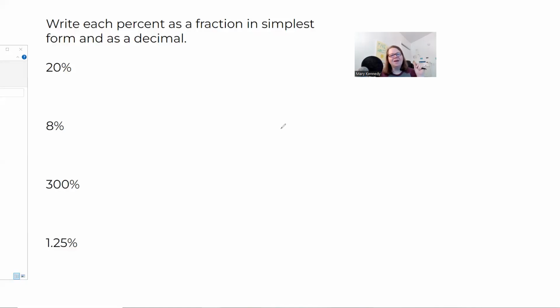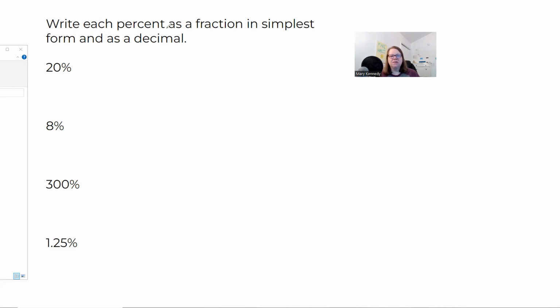Let's take a look at percents, fractions, decimals, all of that, putting it all together. More good foundations of algebra, things that we see a lot in pre-algebra and sometimes later on as well. So write each percent as a fraction in simplest form and as a decimal.